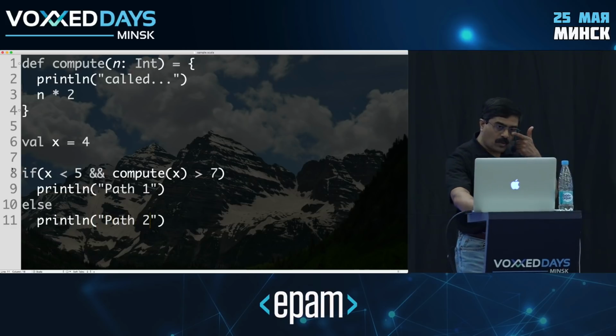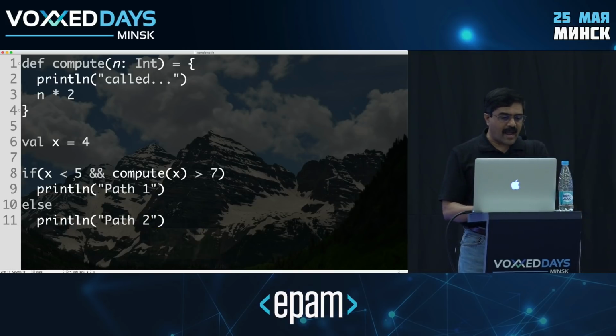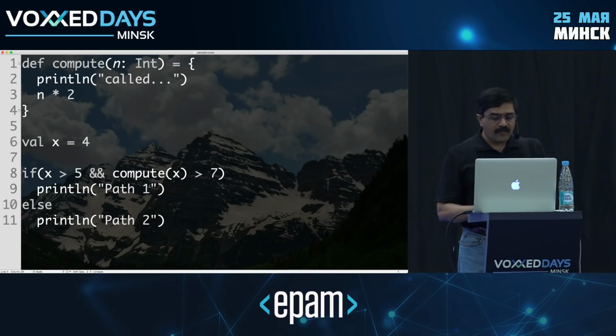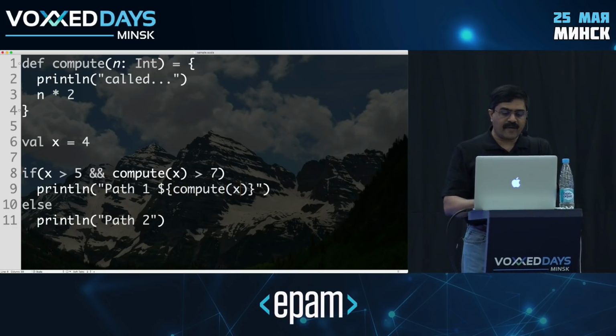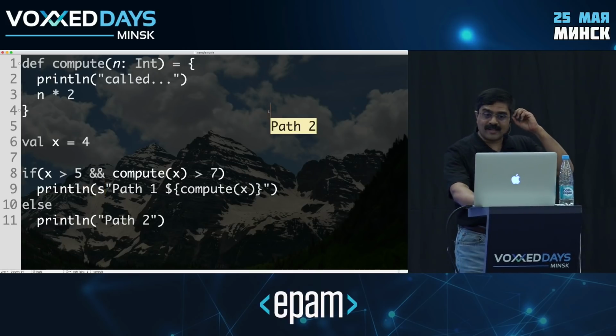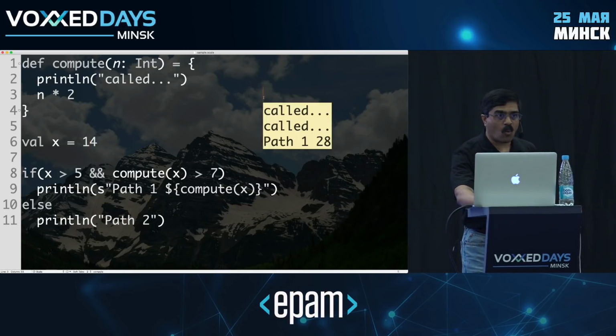When I run this code, as you know, it is not going to invoke the compute method if x is greater than 5. But what if I really wanted to display the value of compute of x over here? The good news is compute is still not called. But what if the value of x is greater than 5? Sadly, compute is called twice in this case, which is not very efficient.